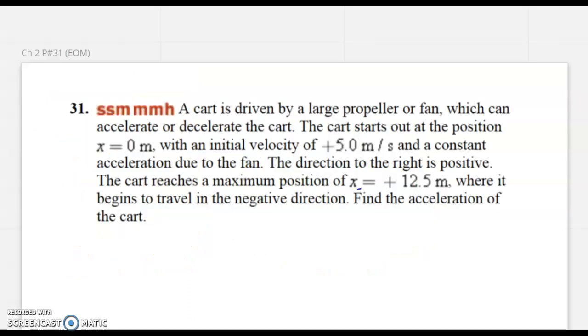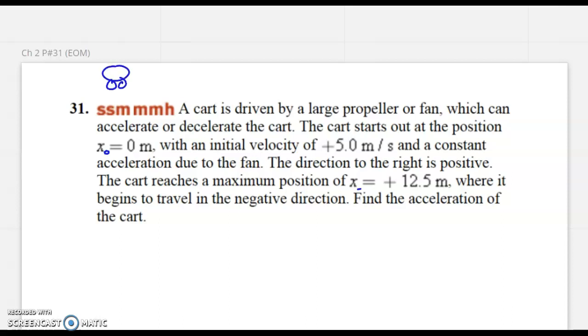My first example is about a cart that is pushed by a fan. That fan, depending on which way it's pointed, can either speed the cart up or slow the cart down. And it says that the cart starts off at a position of 0. So we're going to say that the initial position of the cart is 0. And so maybe that's right here.